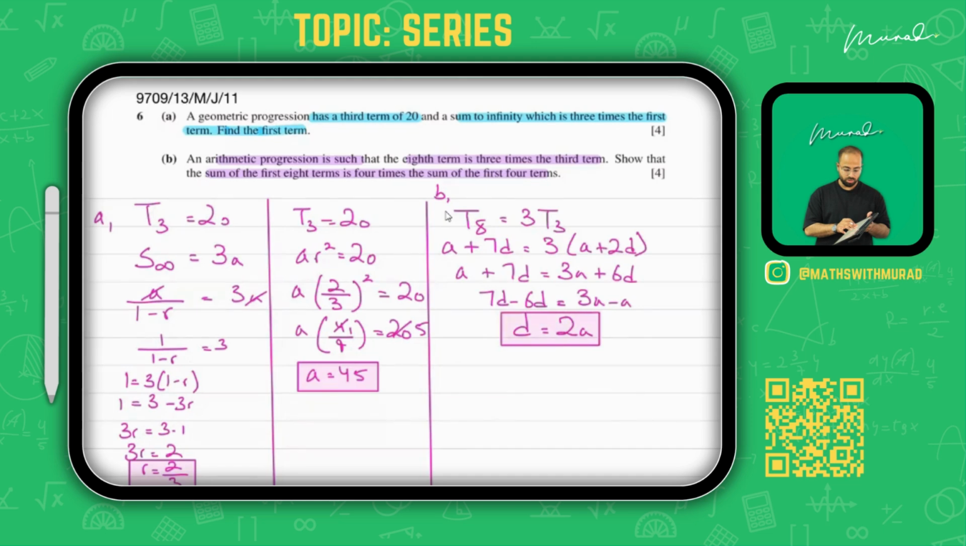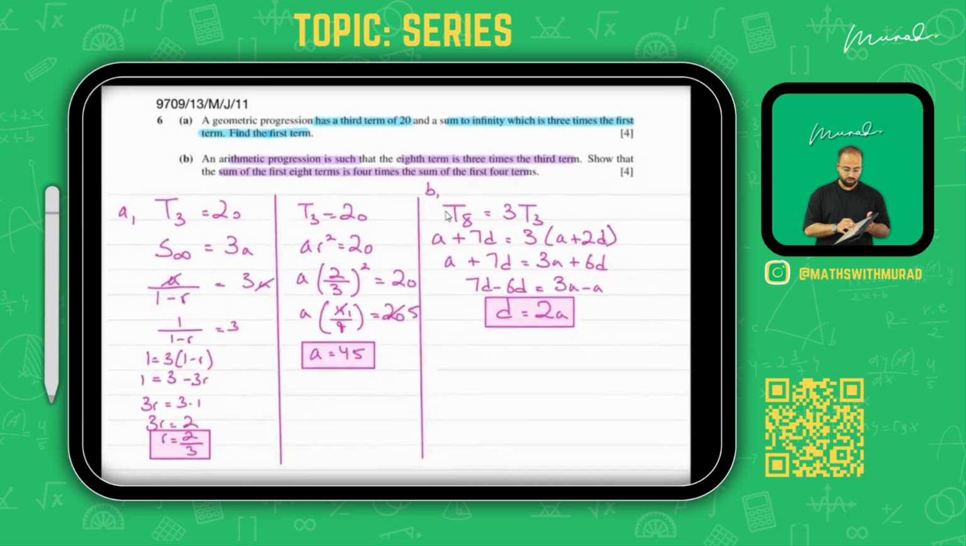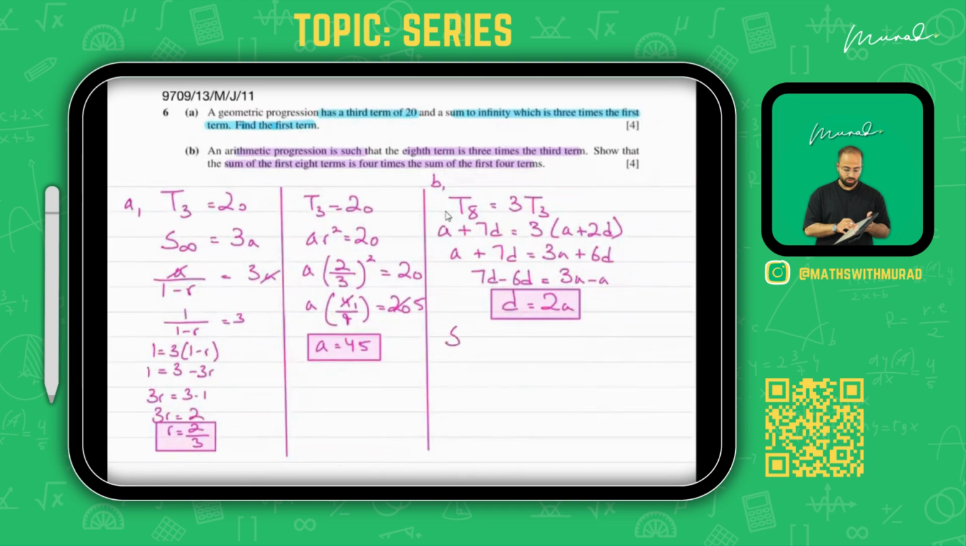Now they are asking me to show that the sum of the first 8 terms is 4 times the sum of the first 4 terms. So I'll try to show it now. Let's figure out the sum of the first 8 terms. So 8 divided by 2, (2a plus (n minus 1)d). 2 one time, this will become 4. So 4, this will become 2a, and instead of writing n, I'm going to write 8 over here.